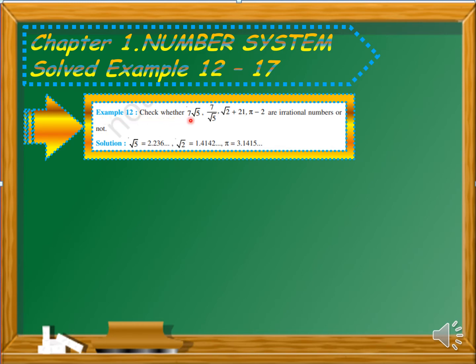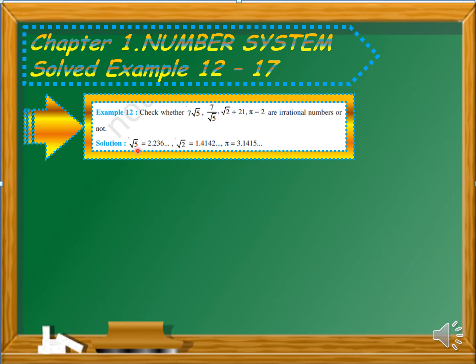Example 12: check whether 7 root 5, 7 by root 5, root 2 plus 21, pi minus 2 are irrational numbers or not. So they have given a set of numbers and we have to substitute the values in the root numbers and pi, and after that we should find whether it is an irrational or rational number. So they have given here root 5, root 2 and pi. So we have to find the approximate value of them and substitute and add or divide or multiply. Then we have to say whether it is irrational numbers or not.